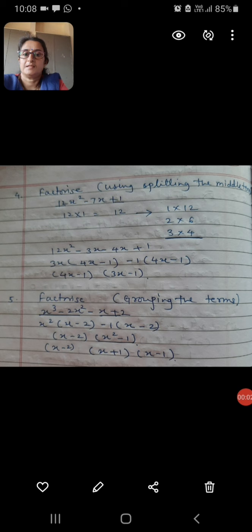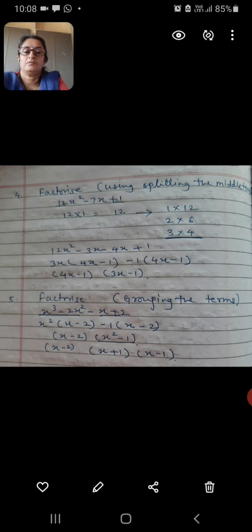The next question in that is: factorize the given polynomial using splitting the middle term. The polynomial given is 12x square minus 7x plus 1. So first, what is the constant? That is 1, and the coefficient of x square is 12. So 12 into 1 we have to do, that is 12, and we have to factorize 12. So when you factorize 12, we will get 1 into 12, 2 into 6 and 3 into 4.